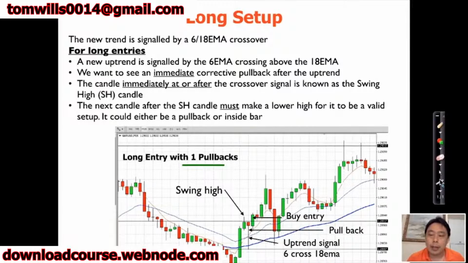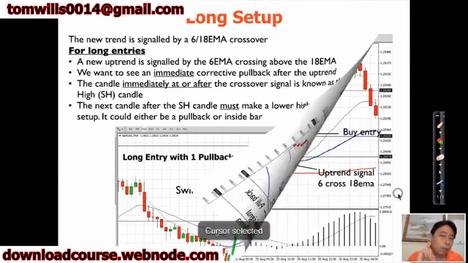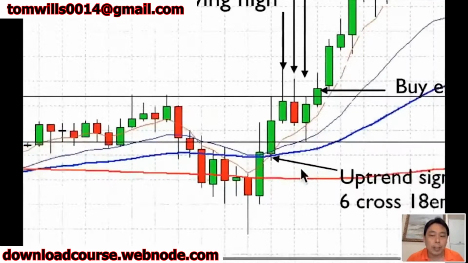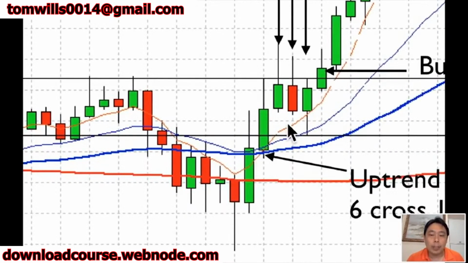Now, in the next example, you can see that it is 2 pullbacks. Let's take a closer look. So again, what signal are we looking for? We're looking for the 6 EMA crossing above the 18 EMA, right? So we've got that red line crossing above the blue line. That is our signal that, hey, it's a new short-term uptrend.